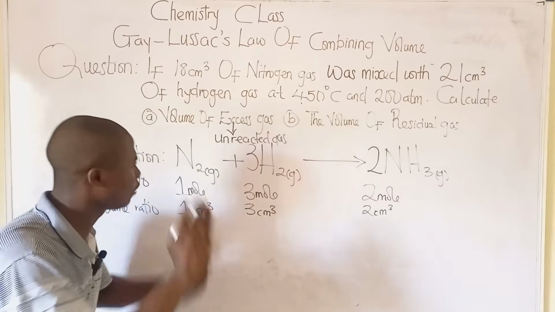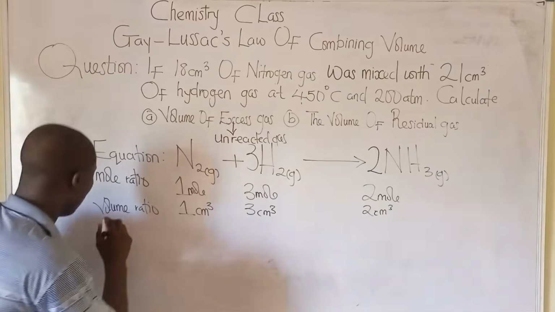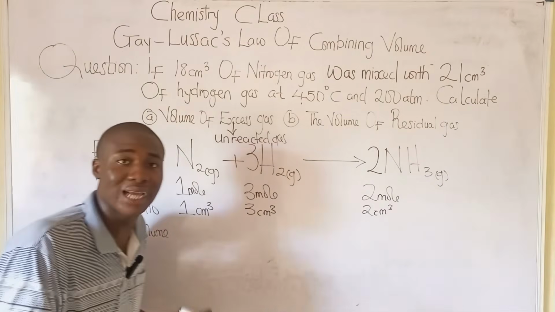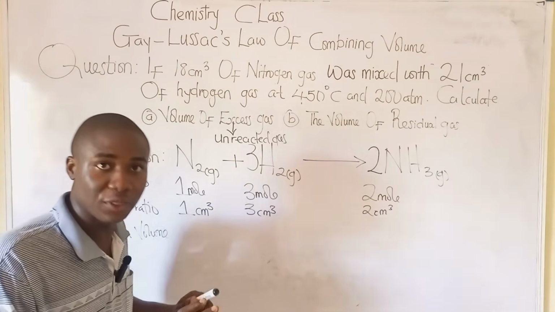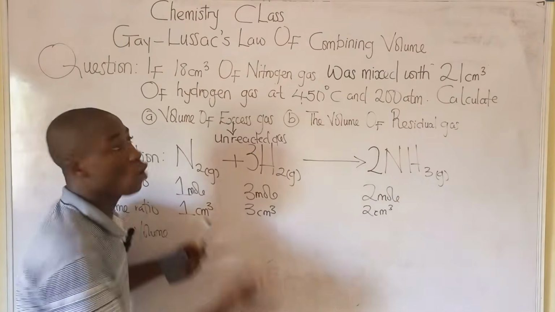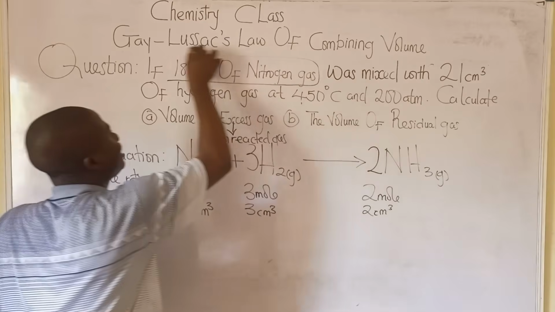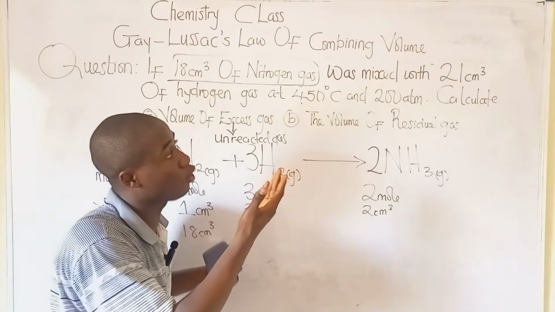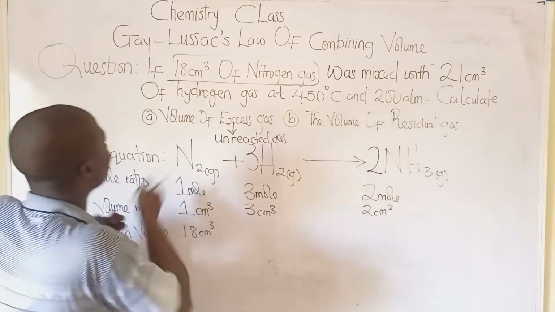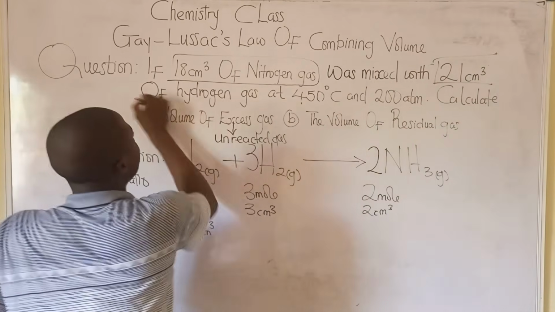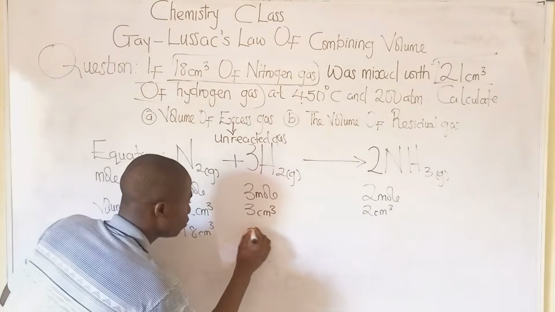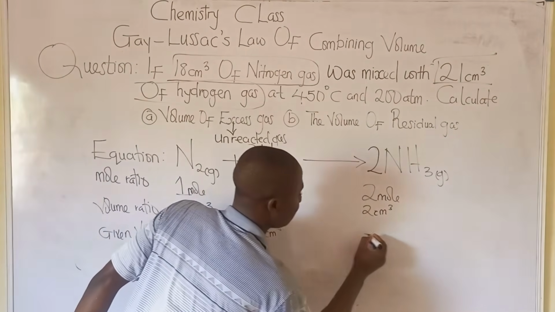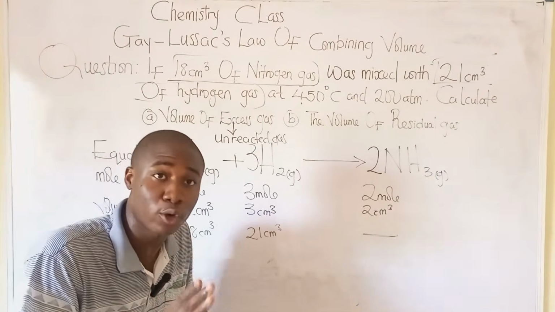Now, you have to follow the steps. Very important. Follow the steps, and when you see other practice questions, you'll be able to solve them. It's not difficult. The next thing is to write out the given volume, because they gave us volume in the question. In the question: 18 cm cube of nitrogen gas was reacted with 21 cm cube of hydrogen gas. So for nitrogen, the given volume is 18 cm cube, and for hydrogen it is 21 cm cube. Did they give us a volume for our product? No. Here you just write a dash, because the volume for the product was not given.